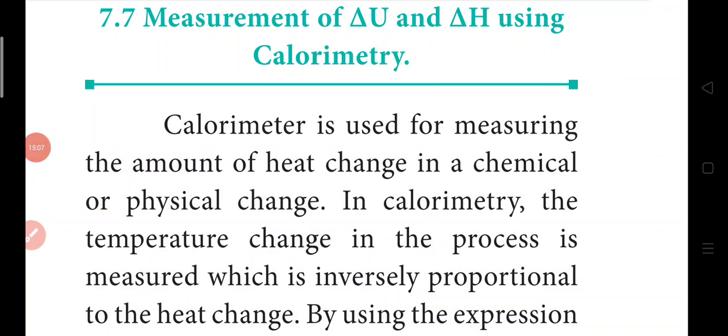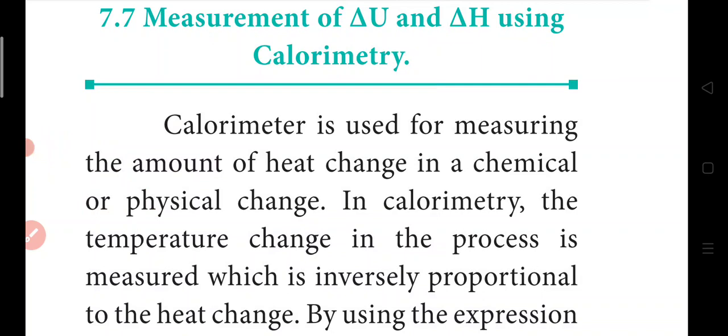So they have given the values of Cp and Cv calculation. Now we are going to see the measurement of delta U and delta H using calorimetry. We have seen how to calculate that, and what is the relationship between Cp and Cv. Now how to measure using calorimetry, which is an instrument.